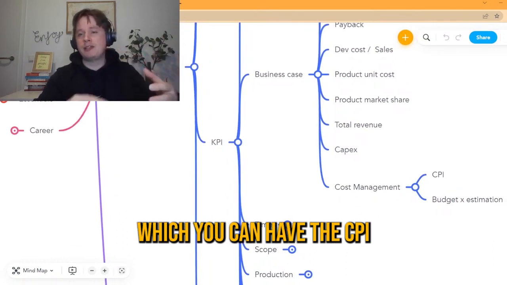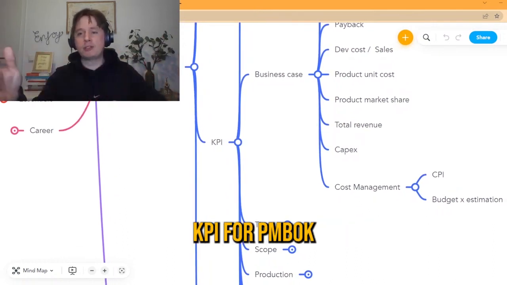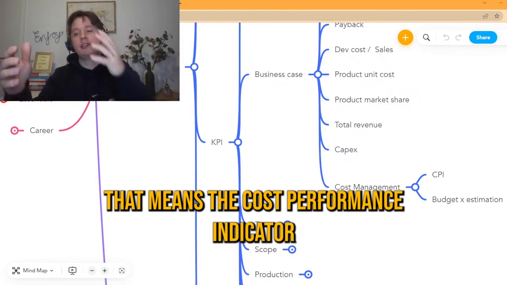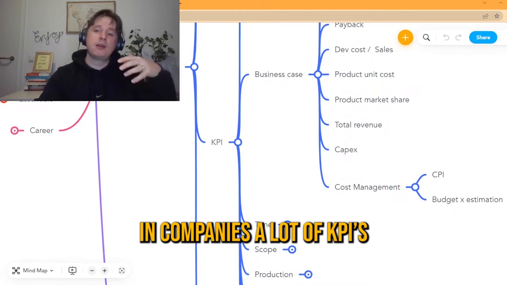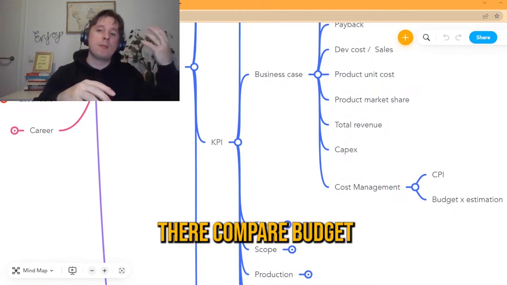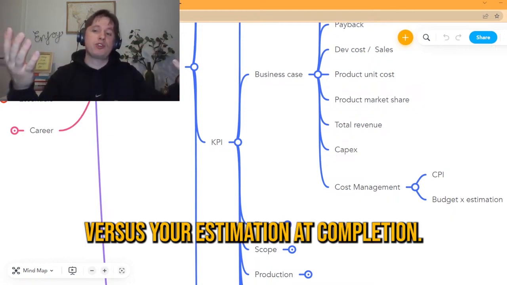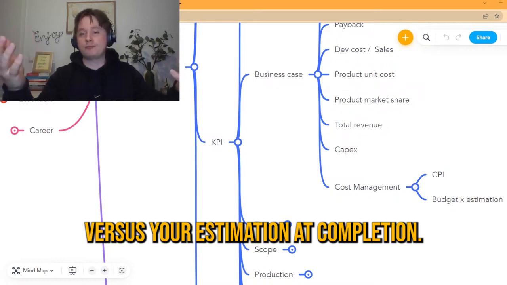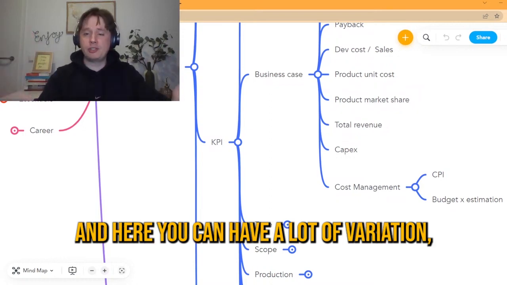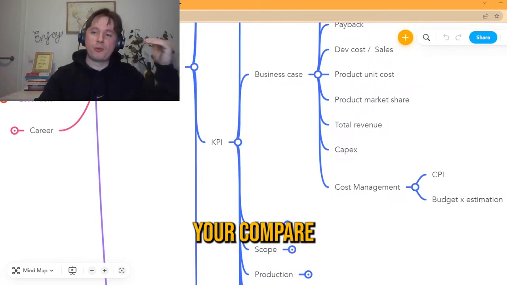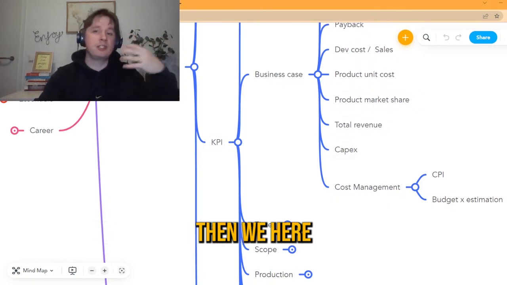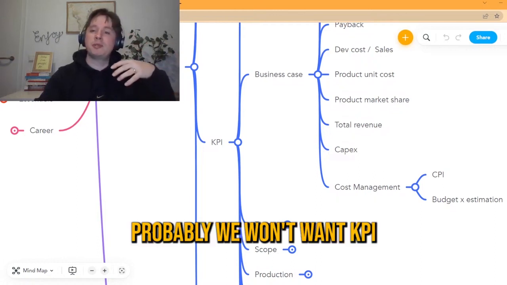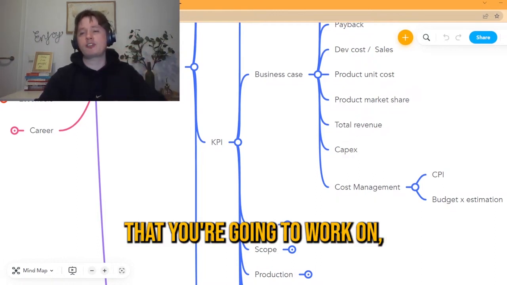You can have the CPI, the standard KPI from the PMBOK, which means the cost performance indicator. Or, very common in companies, a lot of KPIs compare budget versus your estimate at completion. Here you can have a lot of variation, but commonly you're comparing your budget, your baseline, with your estimate at completion. That's probably one KPI that you can find in any type of project you're going to work on.